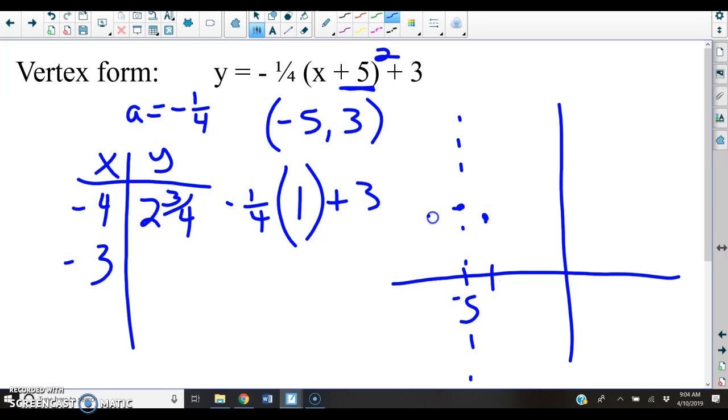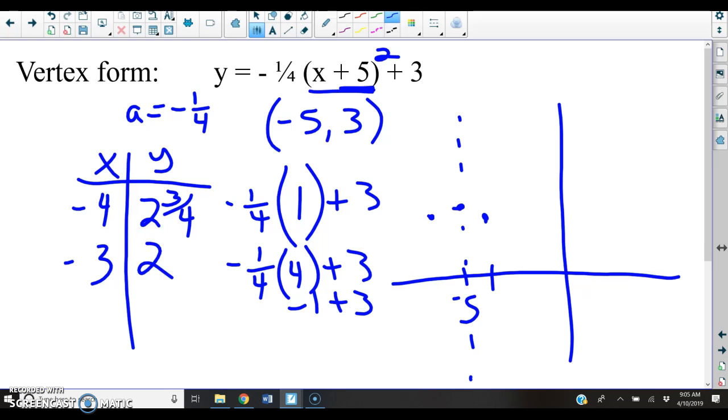Okay, so it doesn't go down much. When I put the 3 in, negative 3, excuse me, negative 3 plus 5 is 2, squared is 4, plus 3, so this will be negative 1 plus 3 for 2. Okay, and I probably didn't give it the right amount. But did you realize that that negative 1/4, the negative made it go down and the 1/4 made it wider? Okay, so there's a quick review of the vertex form.